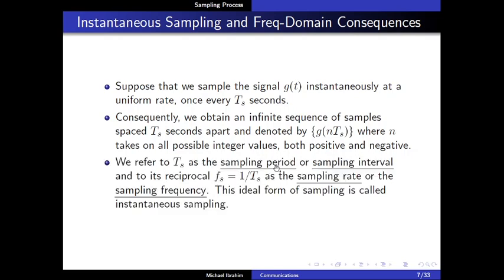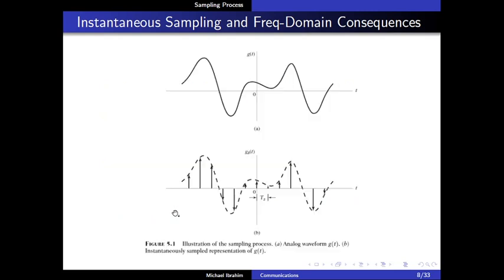Ts is called the sampling period or sampling interval. Fs is called the sampling rate. It's basically 1 over Ts, the reciprocal of Ts. And this ideal form of sampling is called instantaneous sampling.